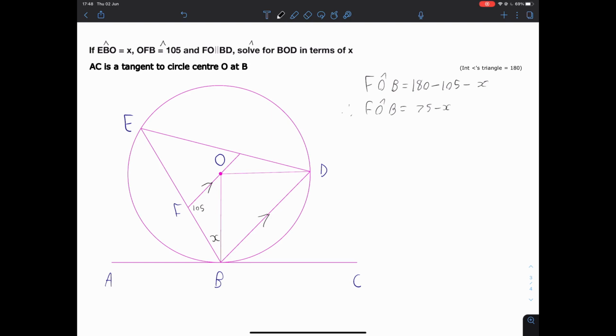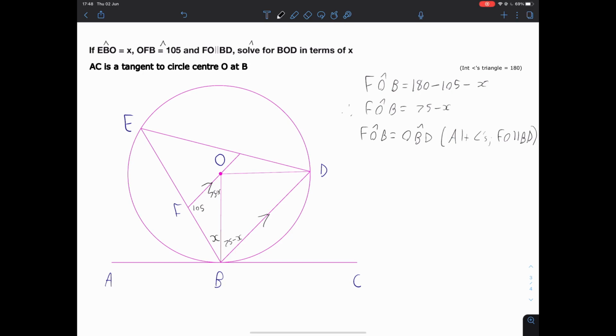Next, we'll have a look at our parallel lines. You may notice a pair of alternate angles, and if you do, you'll realize that FOB is equal to OBD due to these alternate angles. Our reason: alternate angles, because FO is parallel to BD, which is given in the question. We can now label both of these on our diagram as 75 minus x.